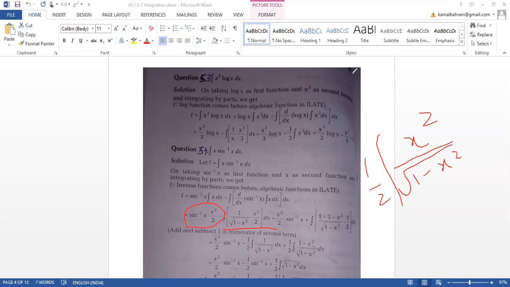Just see, integration half we have taken outside. Integration half x square. So can we write this way? Plus 1 minus 1. Can we add in the numerator plus 1 and minus 1? Yes, we can do it. Now when we add and subtract, what are we going to get? We will get 1 minus x square.